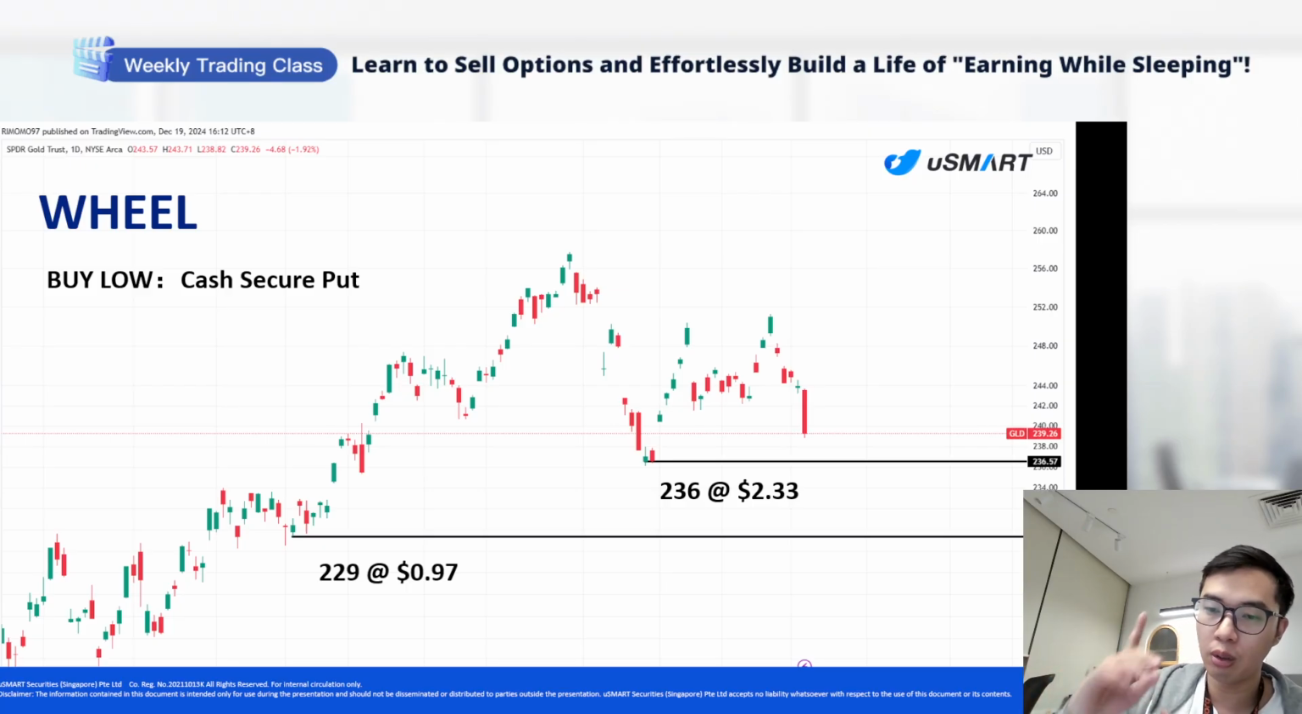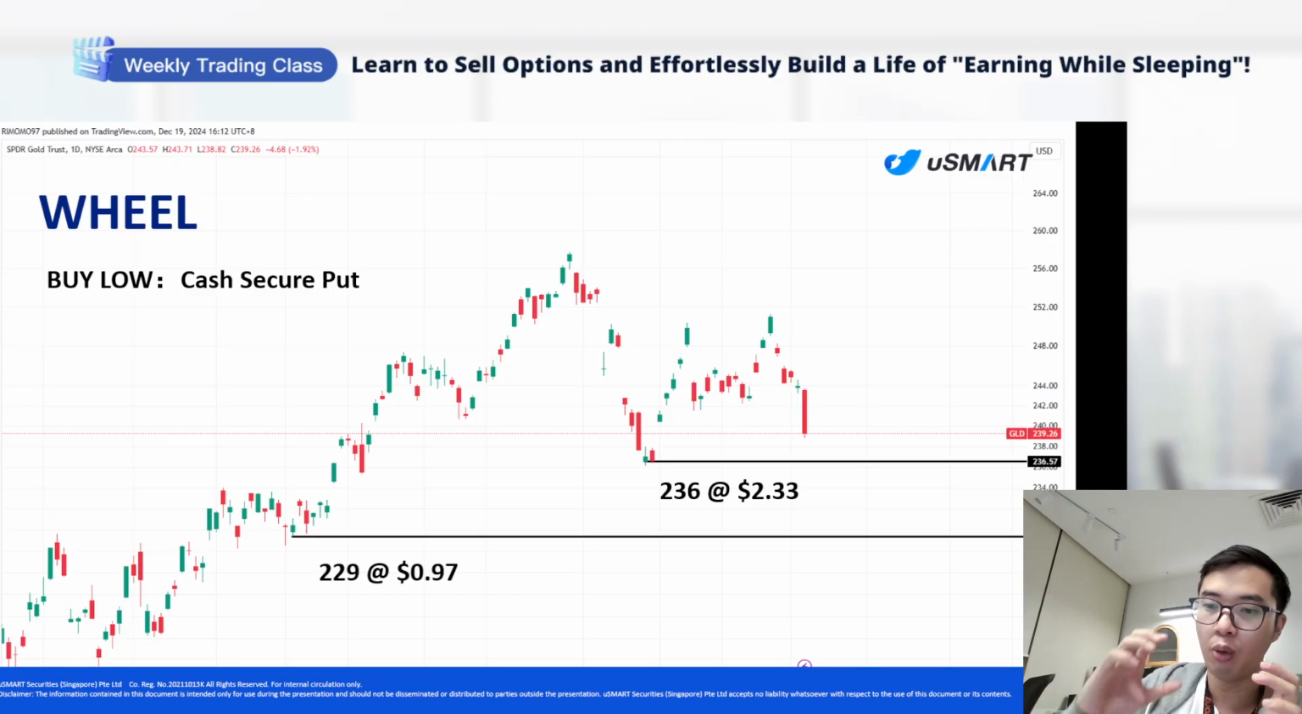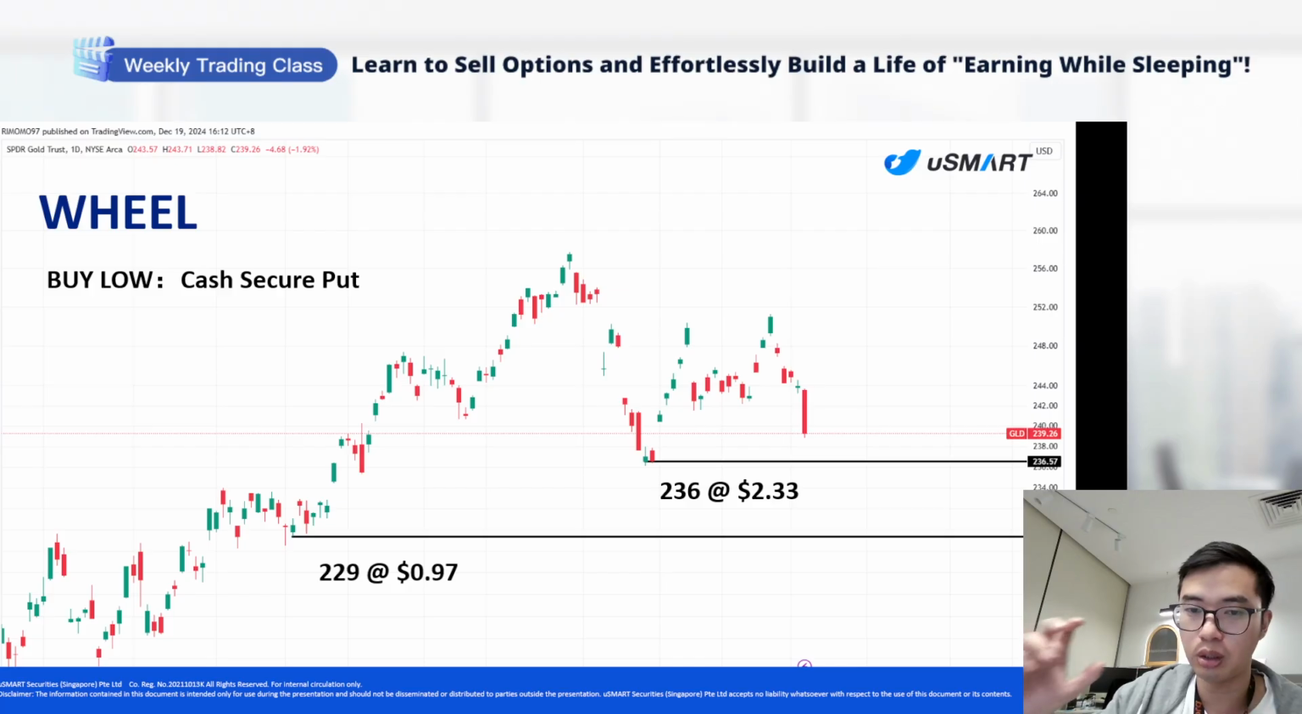However, remember, 236 times 100, because of 100 shares, you need to prepare $23,600. You have to prepare this amount to buy limit at the price. And then once you sell these options, you will earn this 2.33 premium, 233.